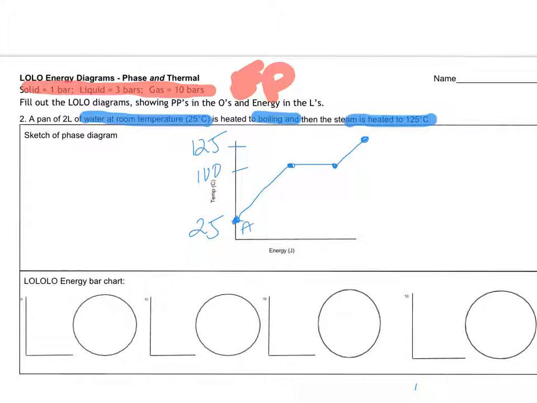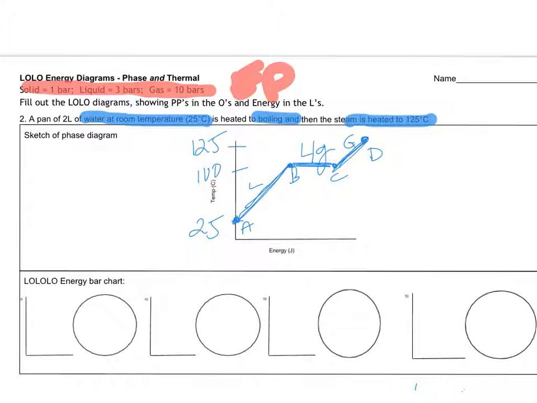So I can label these A, B, C, and D if I want. During A to B, I know that I have a liquid. During B to C, I know I have a liquid and a gas. And then during D, it's just a gas that I'm heating. So stop for a moment and think about what type of energy is changing from A to B, what type of energy is changing B to C, and what's changing from C to D.